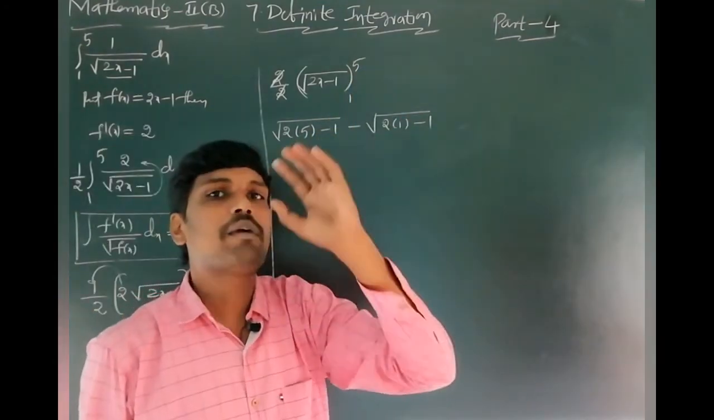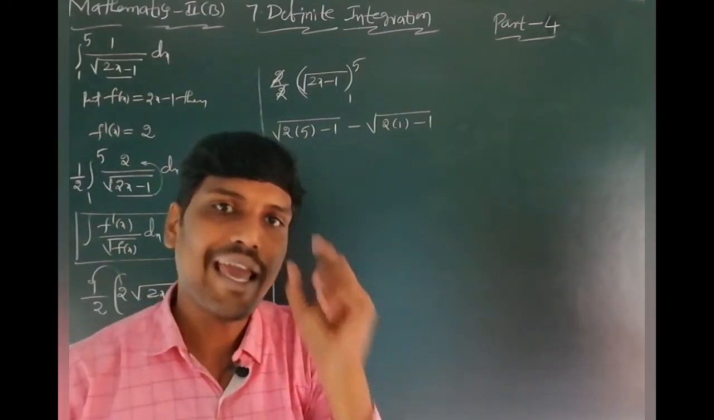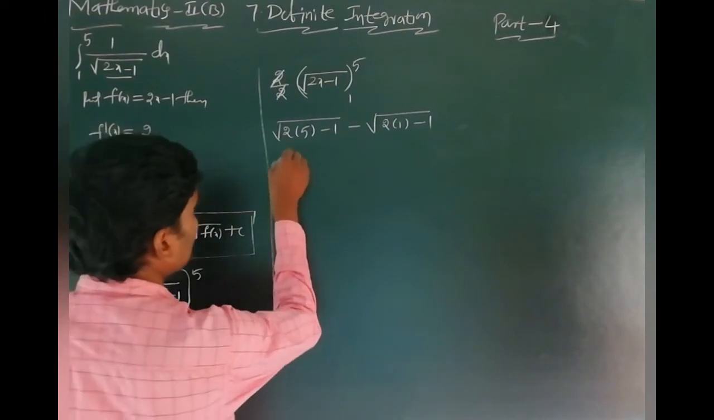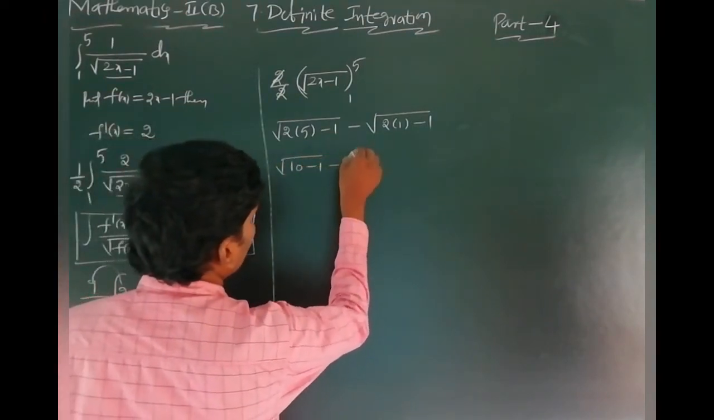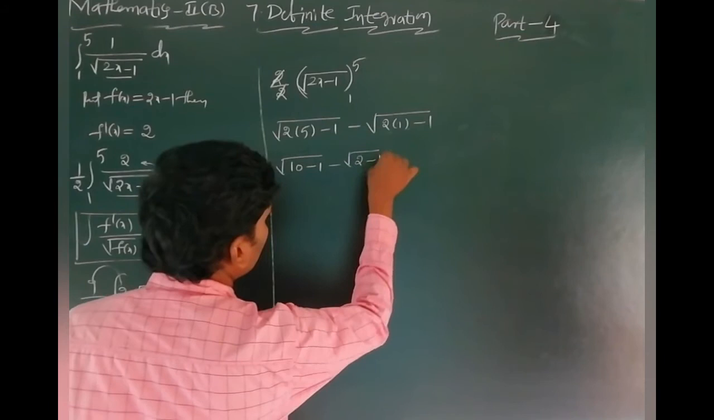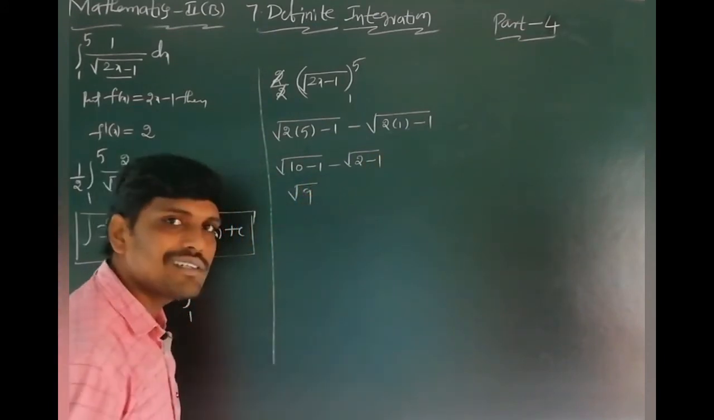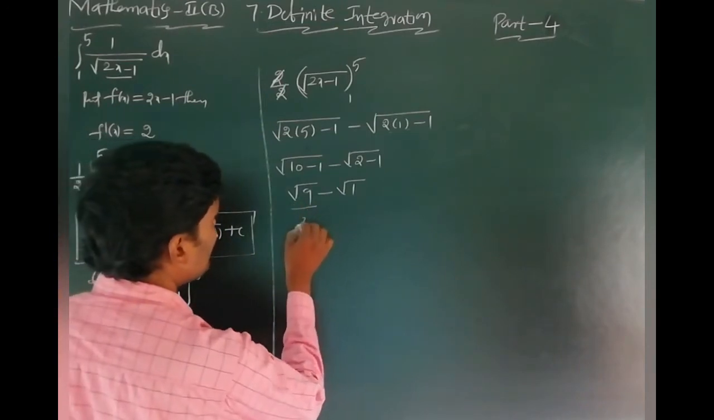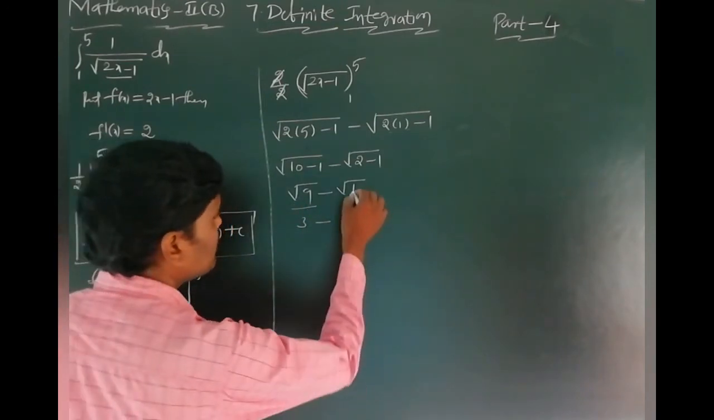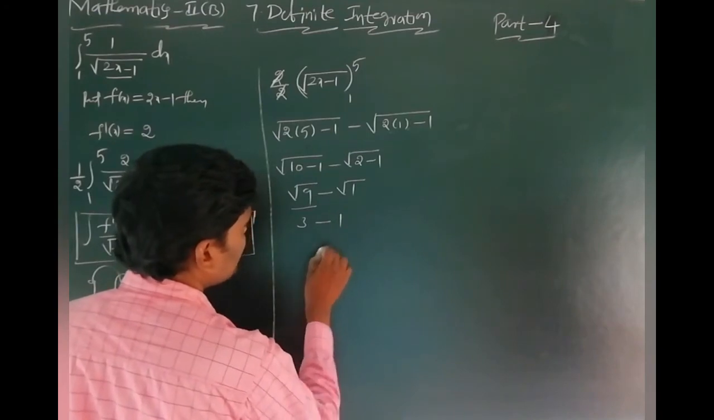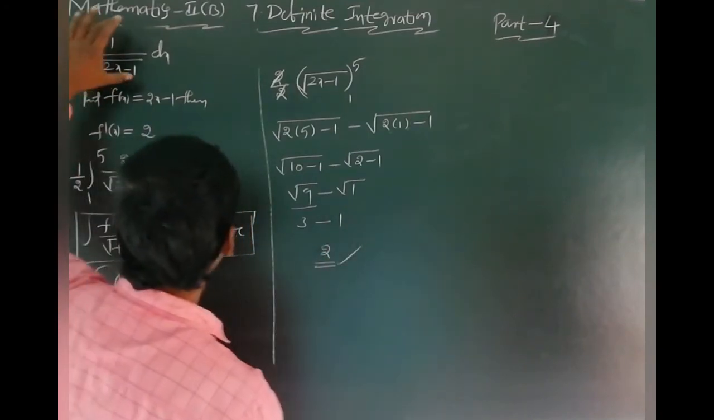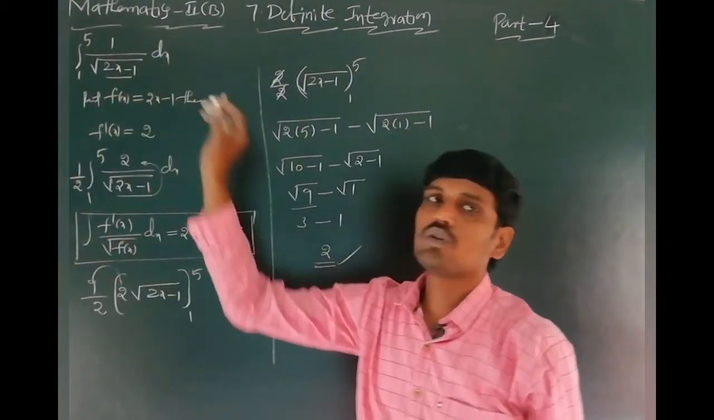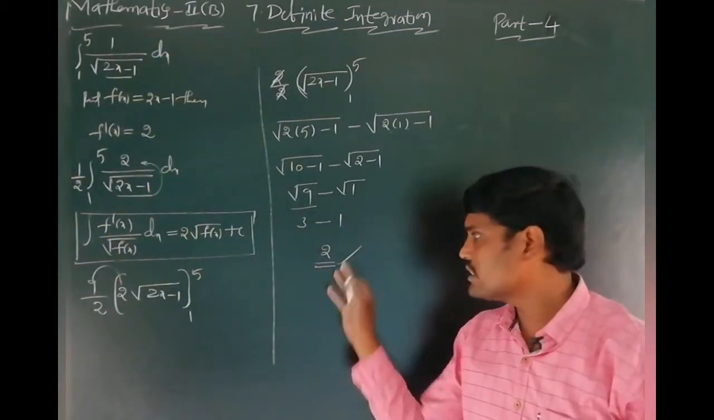This upper limit and lower limit explanation is also explained in the introduction of definite integration. See that video. After that, square root of 10 minus 1, square root of 2 minus 1. Square root of 10 minus 1 value is 9, minus square root of 2 minus 1 value is 1. Square root of 9 is 3, square root of 1 is 1. You get 3 minus 1 value is 2. This is the value of integral 1 to 5, 1 by square root of 2x minus 1 dx, which is 2.